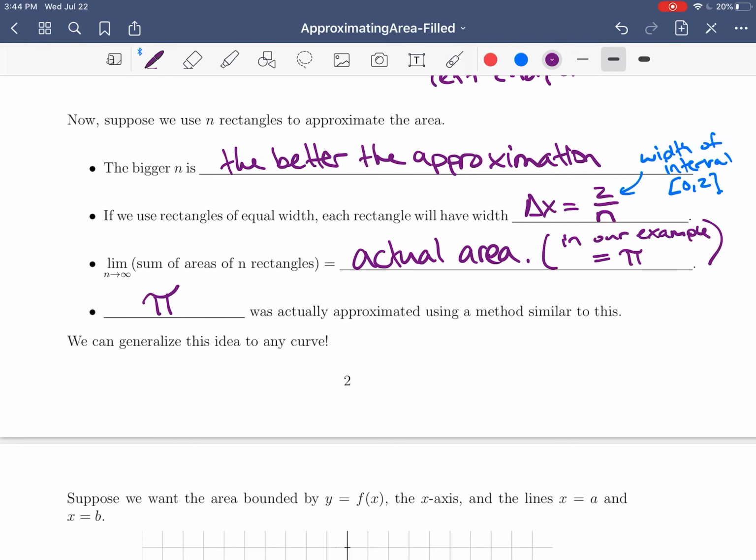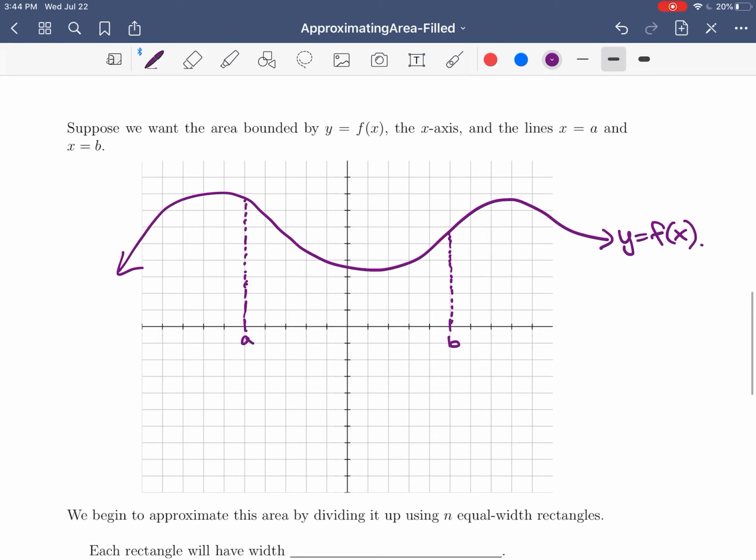Okay, we can generalize this to any curve too. So suppose here's our curve, and we want the area, so let me just highlight it here. So the area under the curve between the lines x equals a and x equals b and above the x-axis. So we want to know how much area is in here. So what we're going to do is approximate it using rectangles.